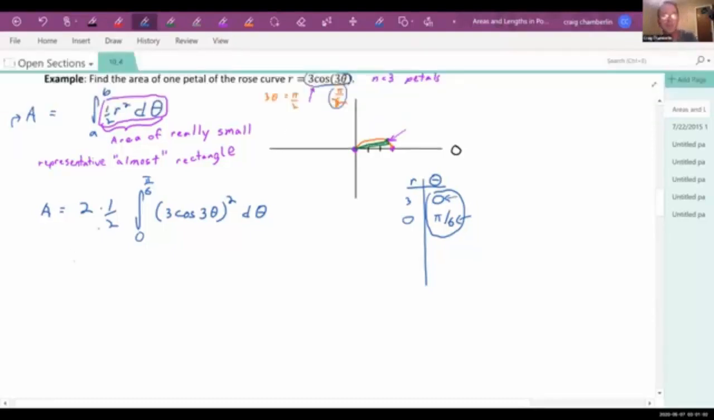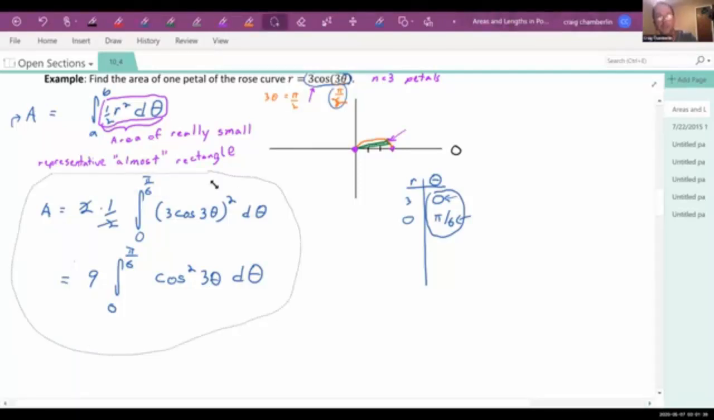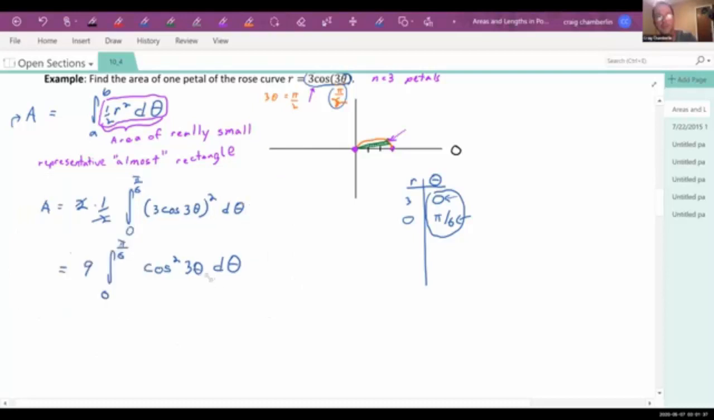So first of all, let's simplify, of course. We'll bring a 9 out front, because remember, you have to square the 3 and the cosine of 3 theta. So let's square that 3 and bring it out front. Make it 9. 9 times the integral from 0 to pi/6 of cosine squared 3 theta d theta. Does anybody remember how to handle this? By the way, this is a good review for the final, guys. Good review of chapter 7 stuff as far as techniques of integration.